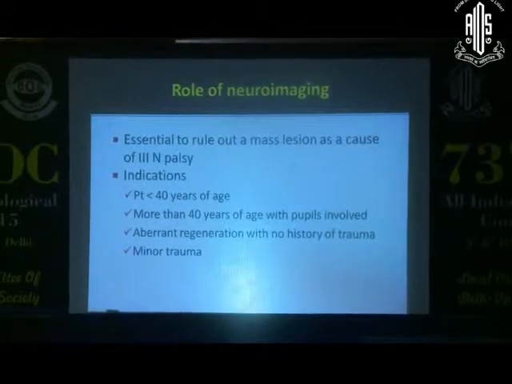So as Sir said, the indications for imaging in a case of third nerve palsy, specifically pupil involving third nerve palsy, is if the age is less than 40 years. If the age is more than 40 years, then if pupils are involved, one must image. If there is an aberrant regeneration without any significant history of trauma, or if the trauma is very trivial, one must do imaging because a trivial amount of trauma may not involve pupil.